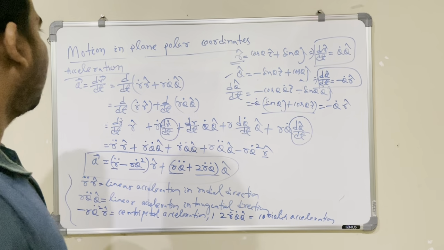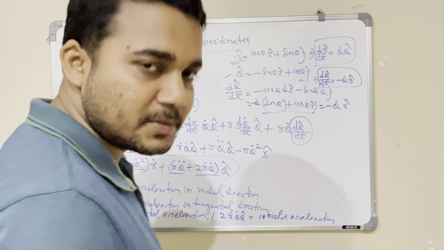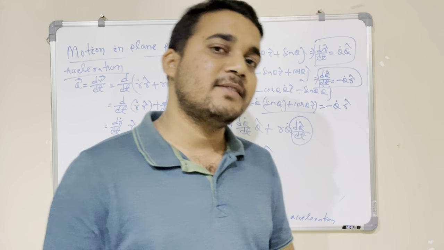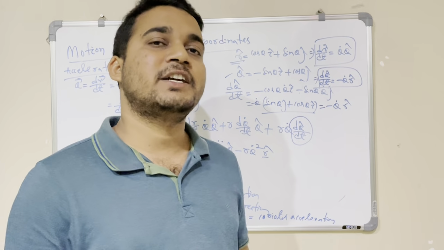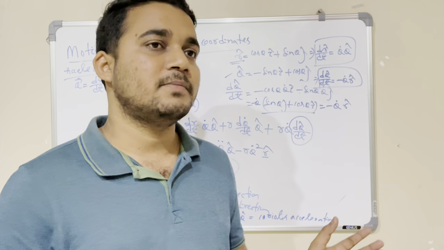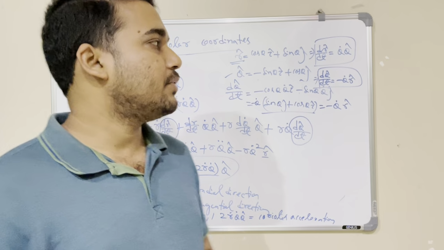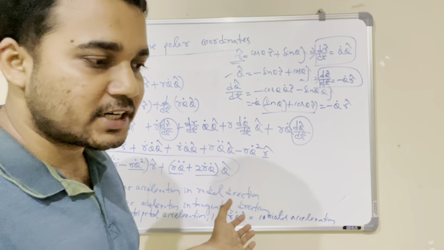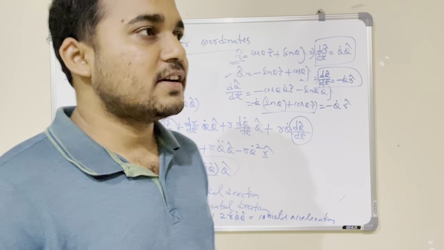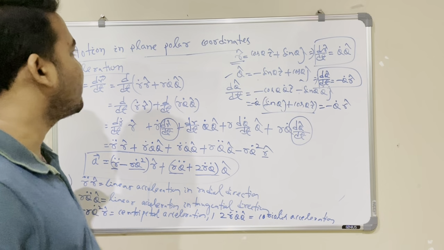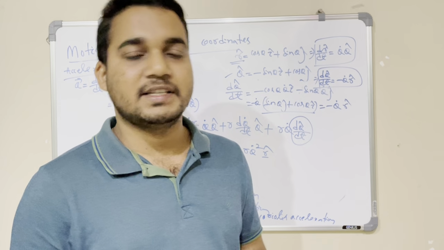So we have discussed the motion in plane polar coordinates. First we discussed the relation between Cartesian coordinates x and y and polar coordinates r and theta. Then we discussed the expression for unit vectors in polar coordinates and the relation between the unit vectors r cap, theta cap, and i cap and j cap. And then we derived the expression for position vector, then velocity and acceleration. We'll stop here. In the next class, we'll discuss the expression for velocity and acceleration in spherical polar coordinates and cylindrical coordinates.